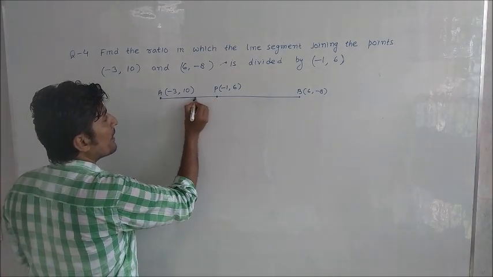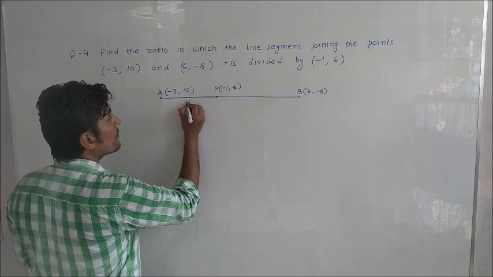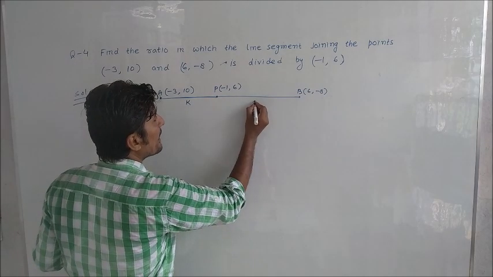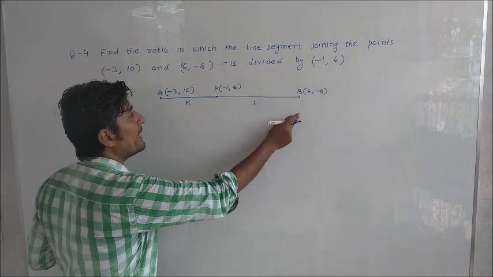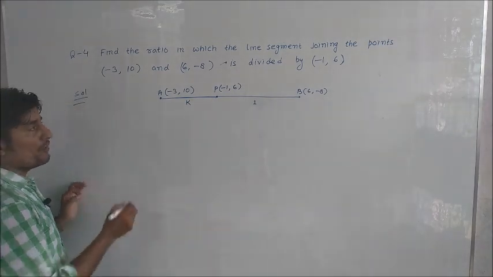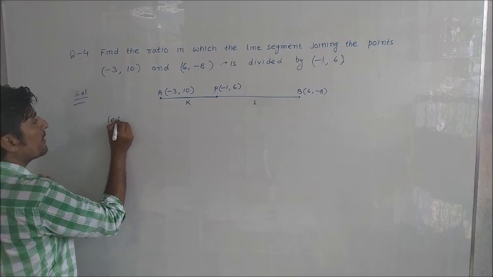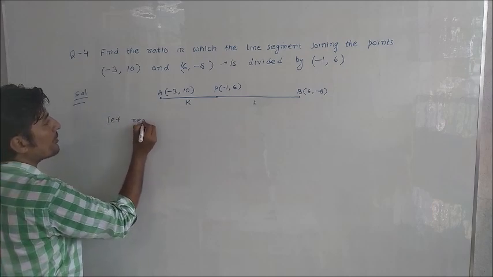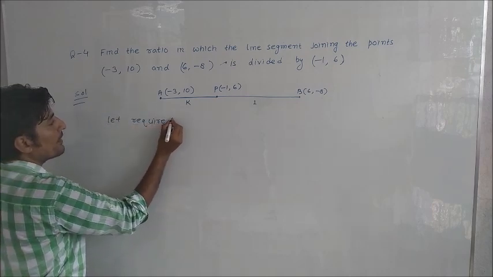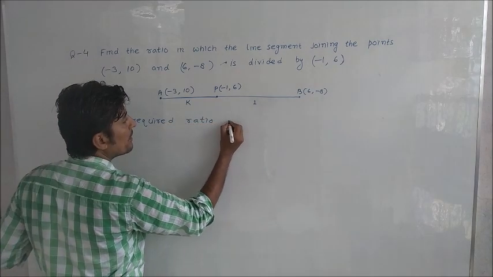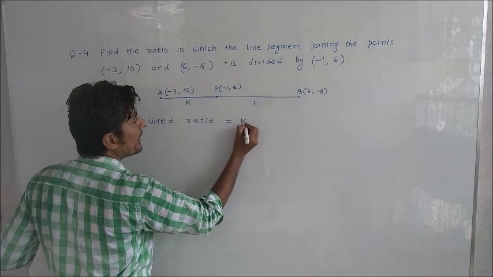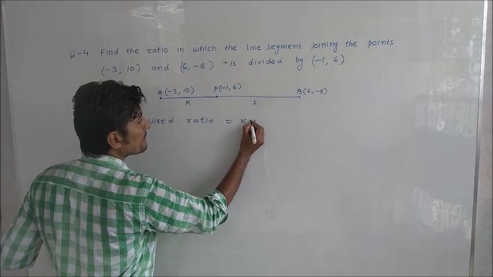Suppose the distance from A to P I have assumed K, and P to B I have assumed 1. It means that the point P is dividing AB in the ratio of K is to 1. So here we can write, let required ratio equals K is to 1.